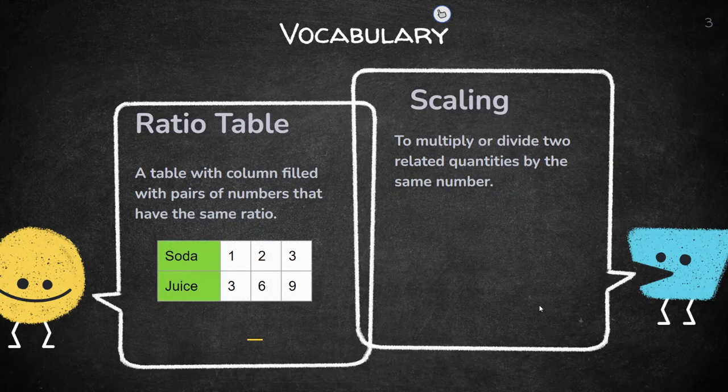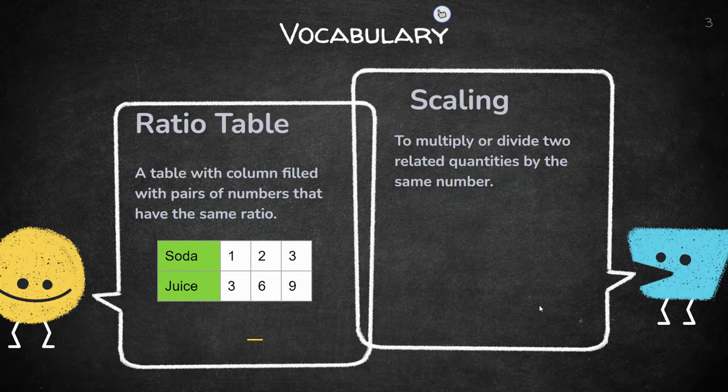So here's an example of a ratio table. It has 2 items, soda and juice. Those are the 2 things being compared. And the first table has the ratio of 1 to 3. So 1 soda for every 3 juices. Then it goes to 2 sodas would give you 6 juices. And then 3 sodas would give you 9 juices.